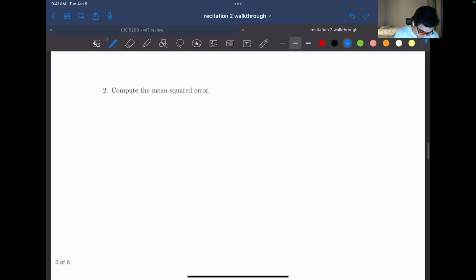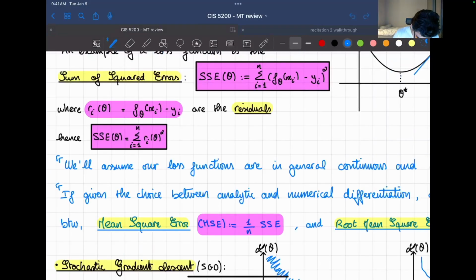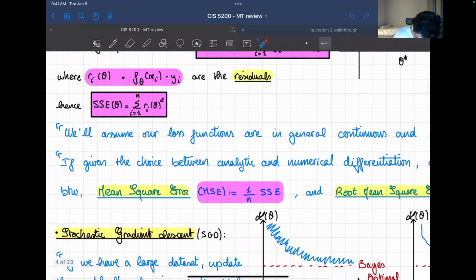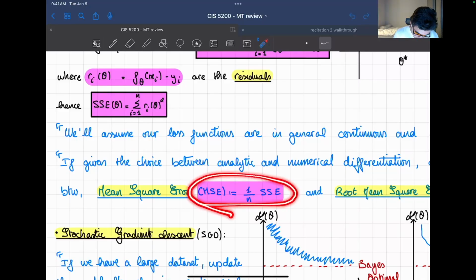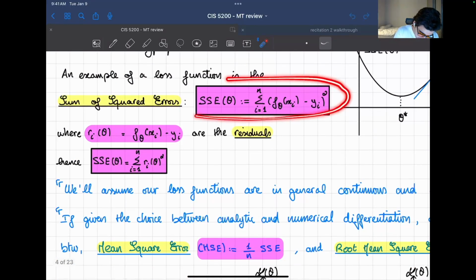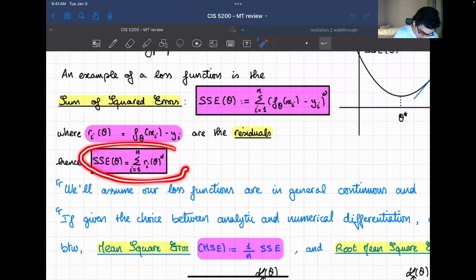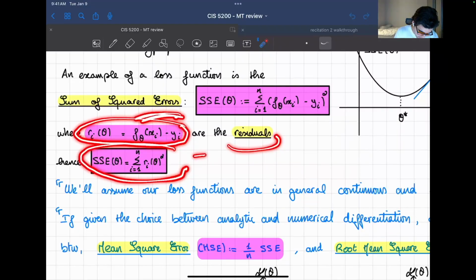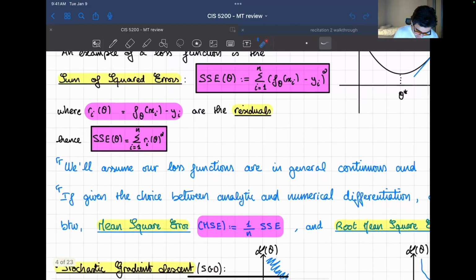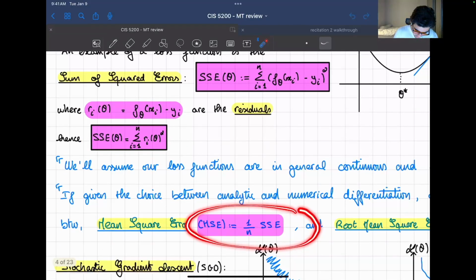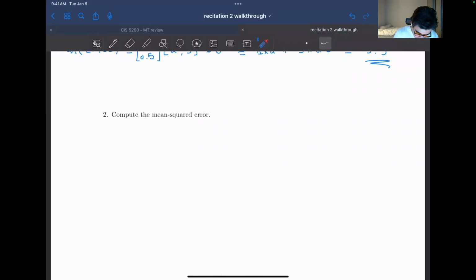Okay, now let's compute the mean squared error of this data. The formula of the mean squared error is this one. It's 1 over n times the sum of squared error, which you can also write as the sum. If you write the residuals r as the errors, you get this formula. You can write it in any way, but this is what's of interest to us.